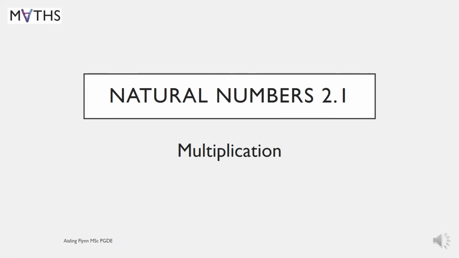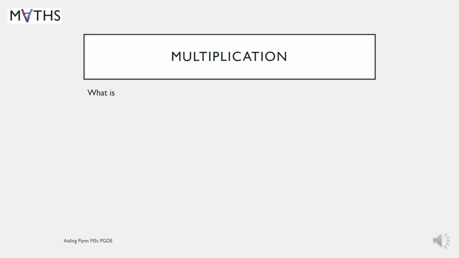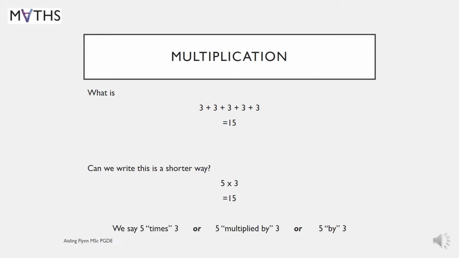This is Natural Numbers 2.1. We're going to look at multiplication. What is 3 plus 3 plus 3 plus 3 plus 3? It's equal to 15. This is addition of the same number. Can we write this a shorter way? Yes, we can. 5 multiplied by 3 equals 15. We say 5 times 3, or 5 multiplied by 3, or 5 by 3. It means 5 3's added together.